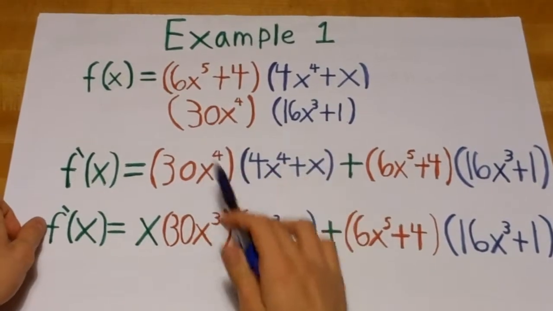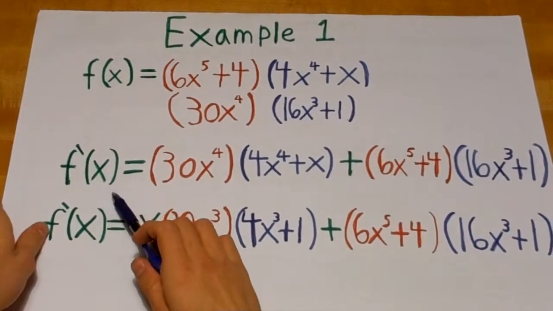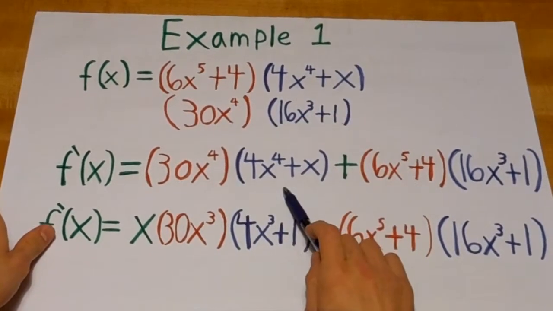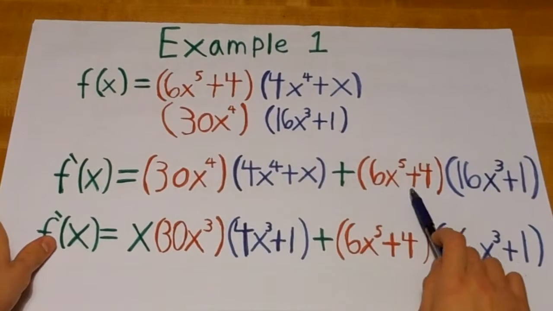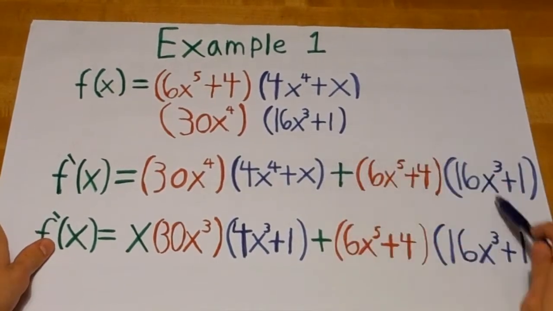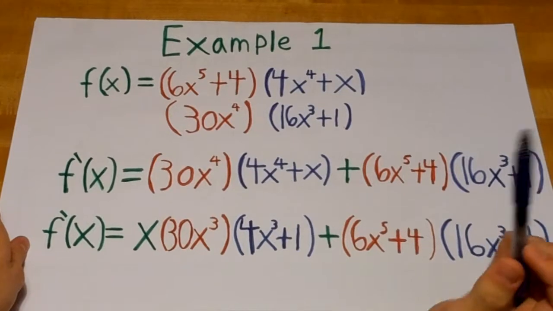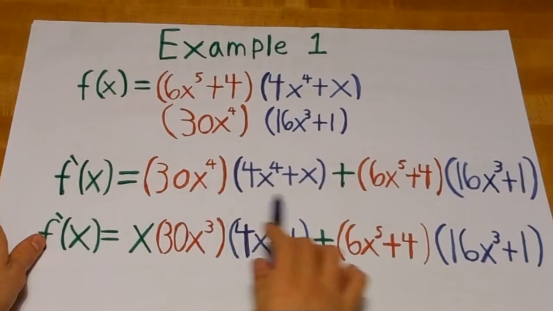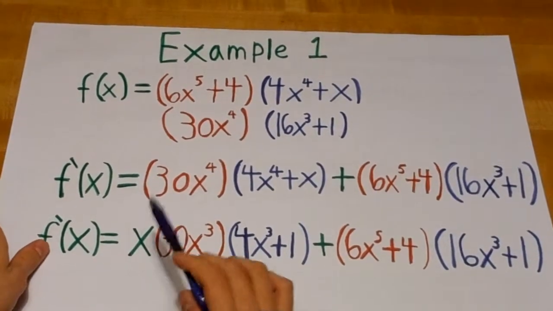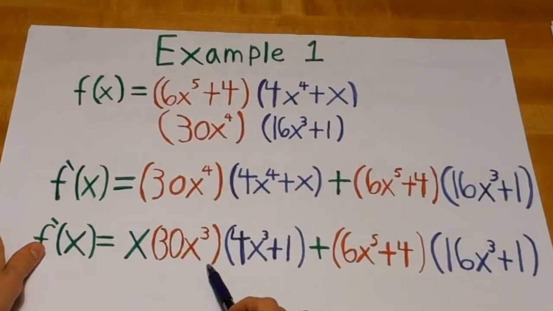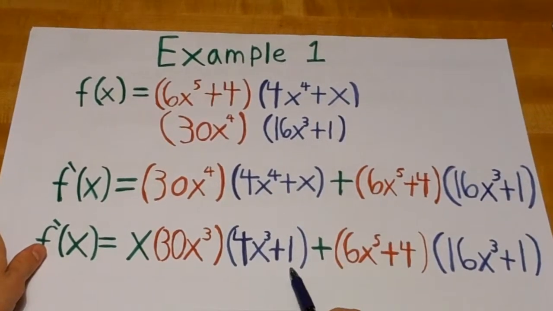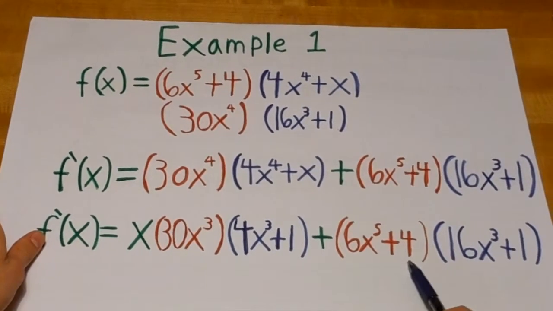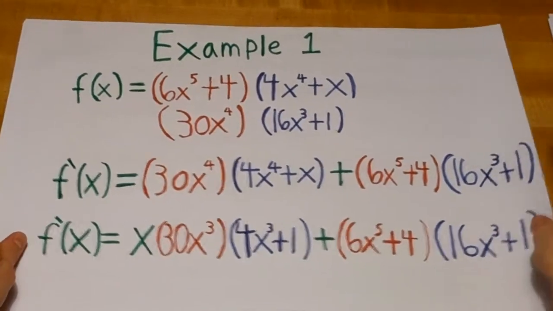So taking all this and plugging it back into our original formula, f prime of x is equal to 30x to the 4th times 4x to the 4th plus x plus 6x to the 5th plus 4 times 16x cubed plus 1. We can do a little bit of simplification here. We can pull an x out of these two right here, and we're left with f prime of x is equal to x times 30x to the 3rd times 4x cubed plus 1, and then plus, we don't really have anything to simplify over here, it's still 6x to the 5th plus 4 times 16x cubed plus 1.